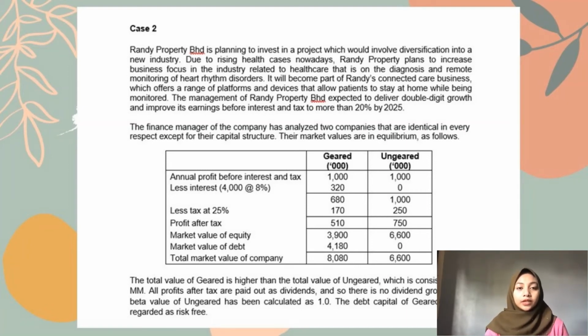The total value of geared is higher than the total value of the ungeared, which is consistent with the MM. All profits after tax are paid out as dividend, and so there is no dividend growth. The beta value for the ungeared has been calculated at 1. The debt capital of geared can be considered as risk-free.